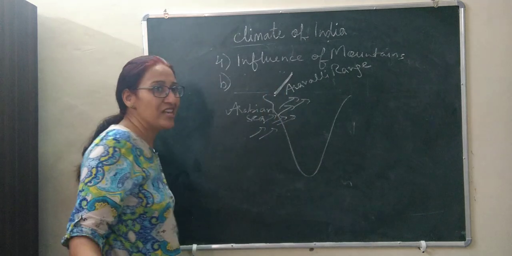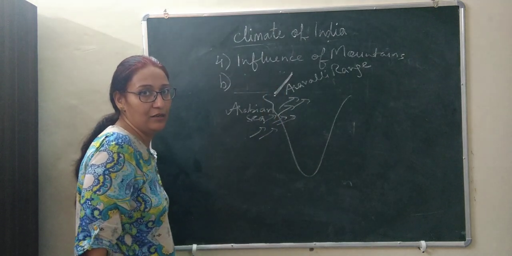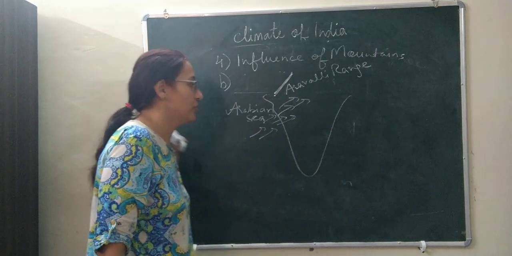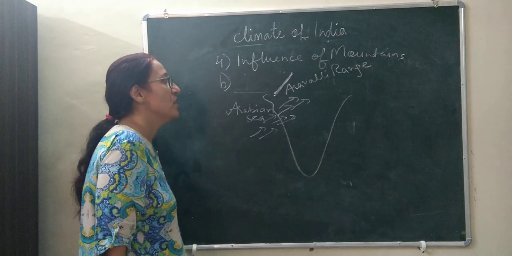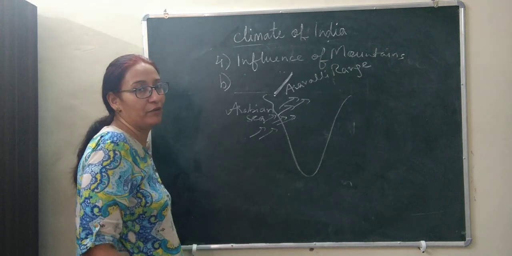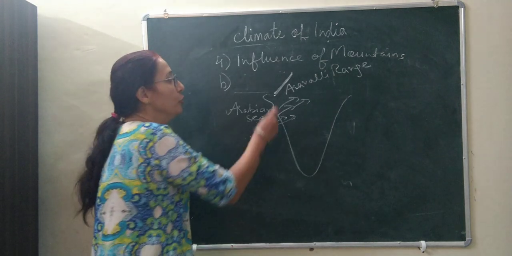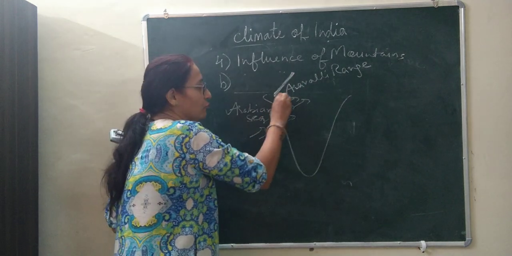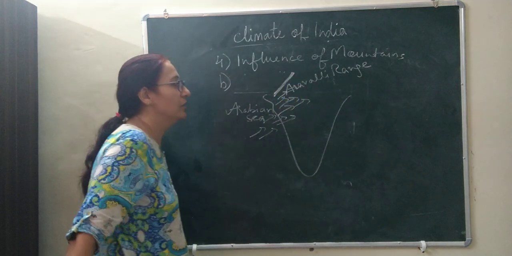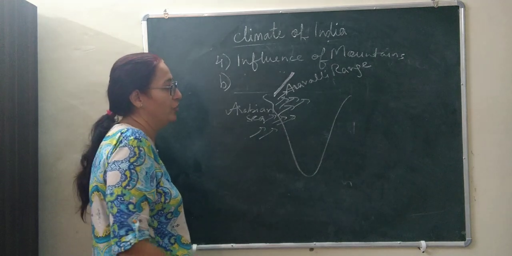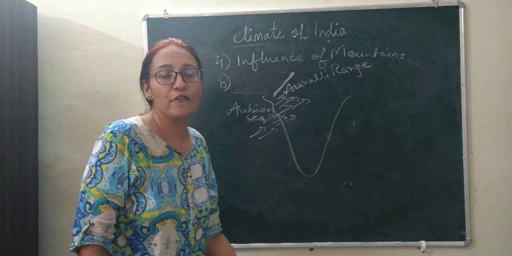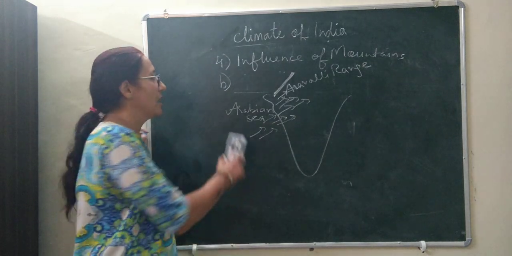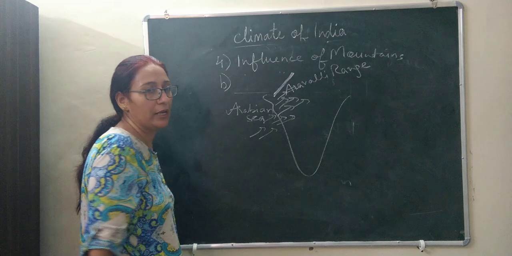But West Rajasthan is not able to get rainfall from the southwest monsoon wind. Why? Due to the obstruction of Aravalli Range. As southwest monsoon winds run parallel to the Aravalli Range and are not able to enter in West Rajasthan. As a result, West Rajasthan receives very less or sometimes no rainfall.